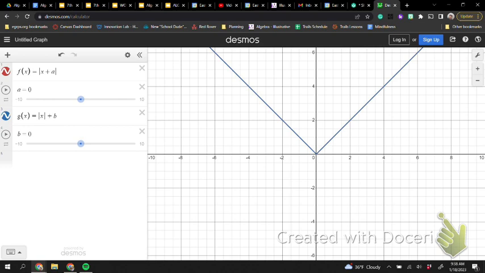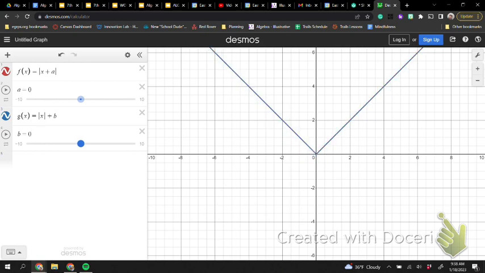So g of x. So when I go positive, look what happens to my vertex. Up. And when I go negative, look what happens to my vertex. Down. That's because it's unrelated to the absolute value portion. My output is going up, y value up or y value down, depending on what's added or subtracted after. So I think that one's easier.